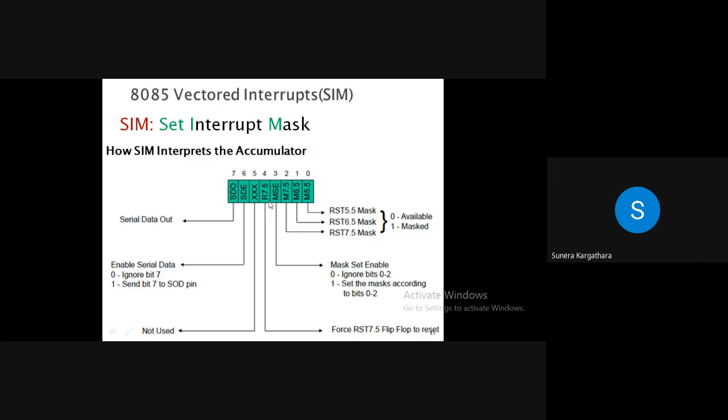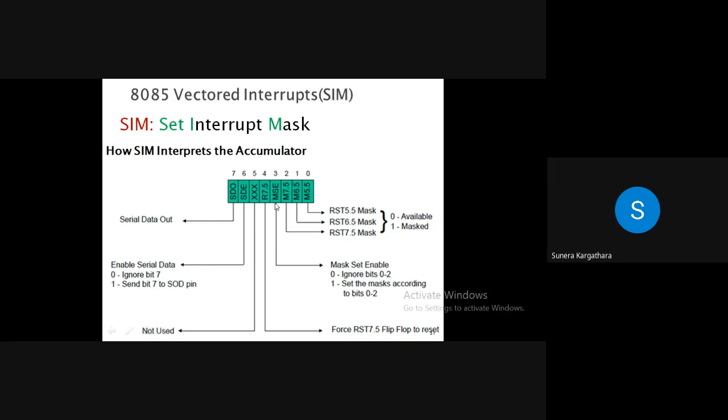So to mask a particular interrupt, you need to use 0 or 1 here. अगर 0 है तो available है, अगर 1 है तो it is masked. Alright? To make these 3 pins available, to set the configuration of these 3 particular bits, the very first thing is that the mask set enable bit should be configured first. પહેલા સૌથી પહેલા તમારે D3 bit ને configure કરવું પડે, then only you can deal with the next 3 bits.